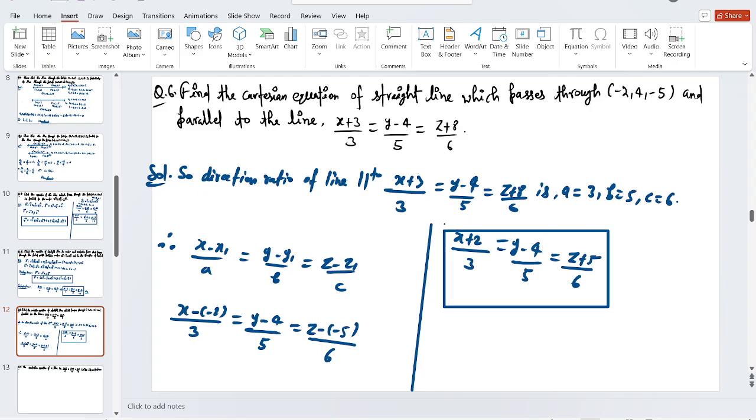Okay, I hope it is clear to you. So this is our answer. This is the equation of the straight line in Cartesian form which passes through (-2, 4, -5) and is parallel to these lines. Okay, so coming to the next.